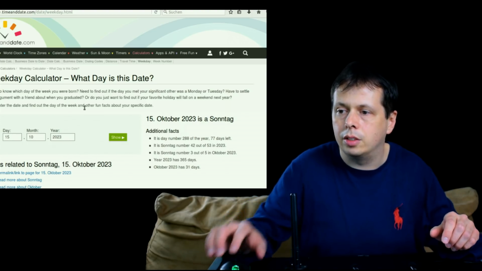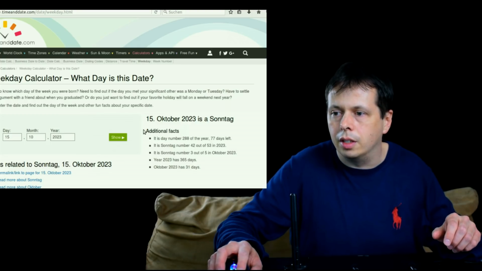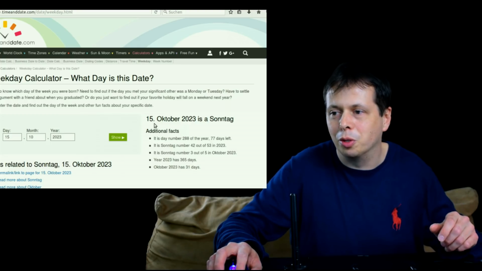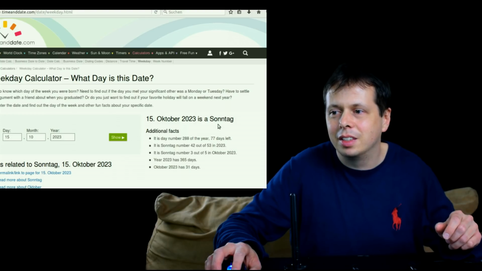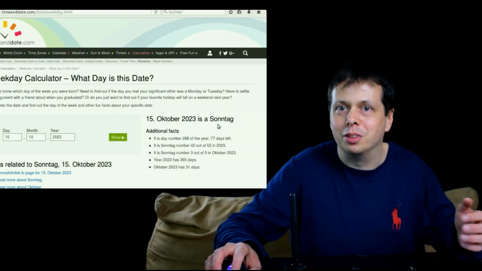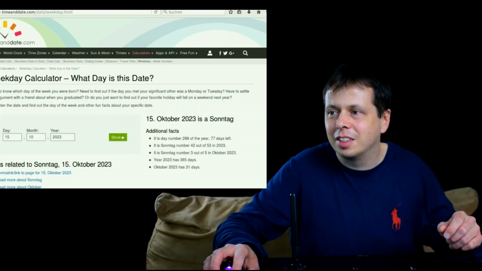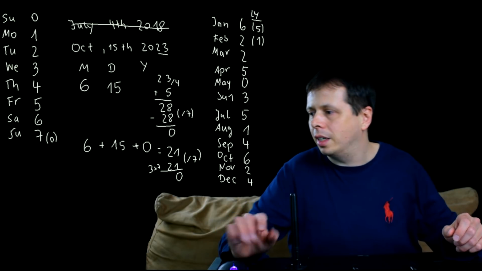And there you can see 15. October in German, 15th October 2023 is a Sonntag, and Sonntag is in German, or in English, Sunday. Sunday is in German Sonntag. Okay.